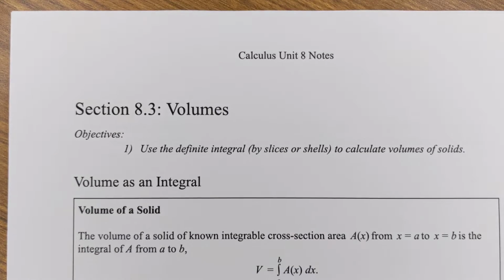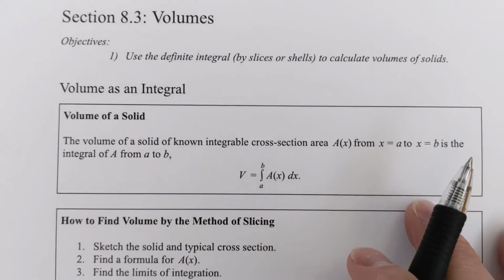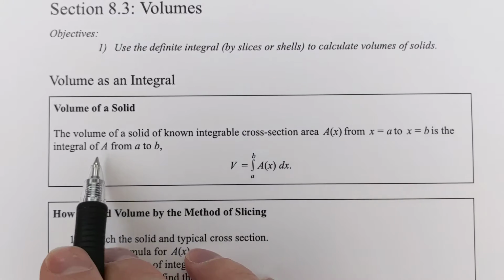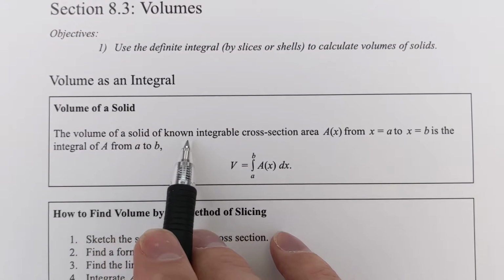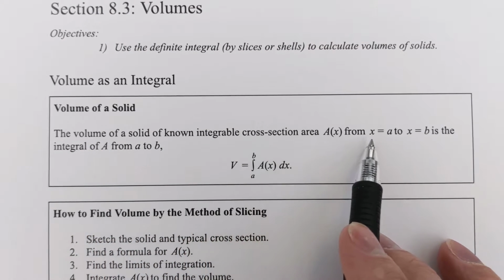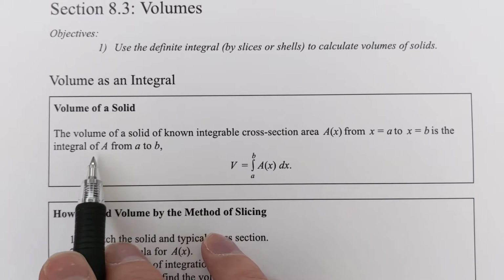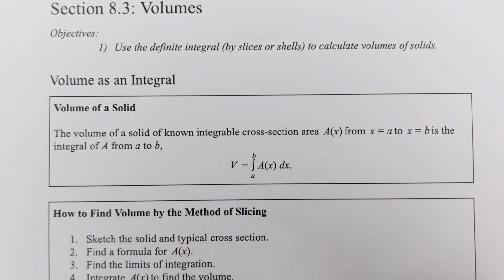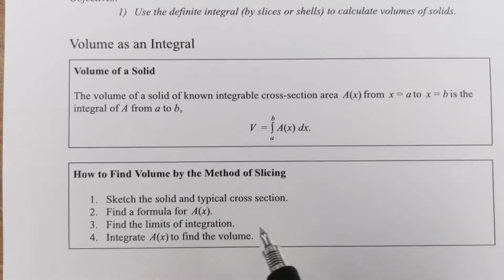Okay, here are the notes for section 8.3, which is volumes. So this is the thing about volumes of an integral. The volume of a solid of known integrable cross-sectional area A(x) from x = a to x = b is the integral of A(x) from a to b. So volume is the antiderivative of the area.